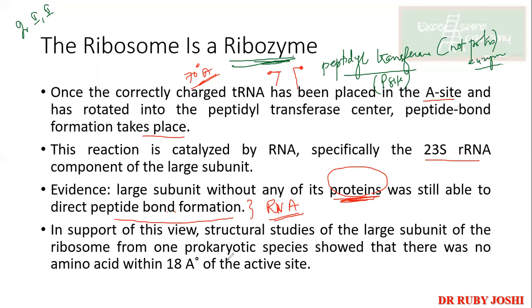Okay. To support this, structural views of the large subunit of the ribosome from prokaryotic species showed that there was no amino acid within 18 angstrom of the active site. So where your P site active site is, where peptide bond formation is happening, there is no presence of amino acids. So this was another structural evidence which proved that proteins are not required for peptide bond formation. Only RNA was present. Okay, so I have got the figure also over here.